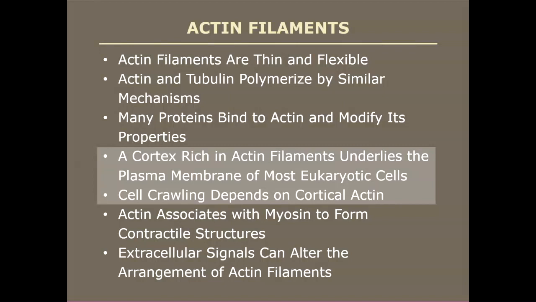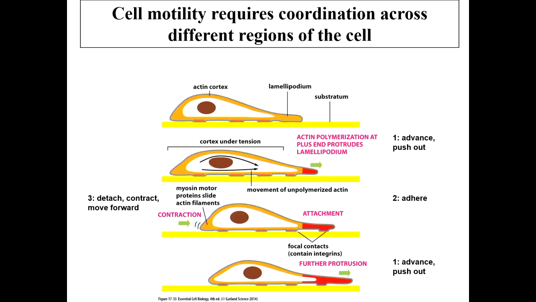All right. So the next topic is that a cortex rich in actin filaments underlies the plasma membrane of most eukaryotic cells, and then cell crawling depends on that cortical actin. So I've been telling you that you have to make these filaments to move, right? But if I'm a cell and I'm this big and I've got actin filaments in my very center that are being formed, you can imagine that's not really going to help you move as much. You're in the middle of the cell. You need to have actin near the boundaries of your cell, because the boundaries of the cell are what move, right? So we'll see a diagram of how that's put together.